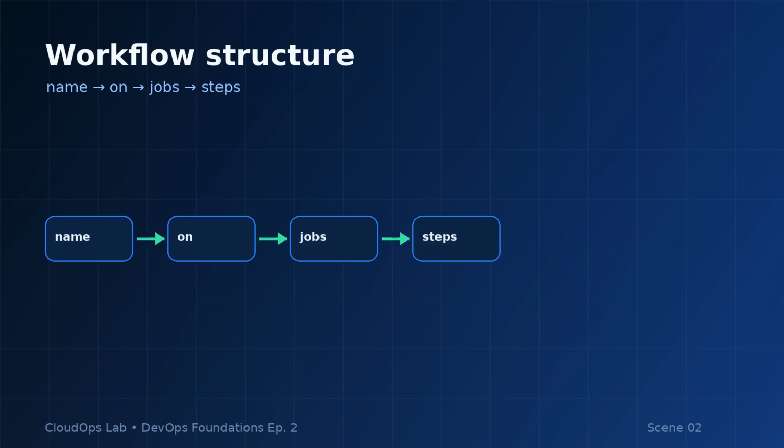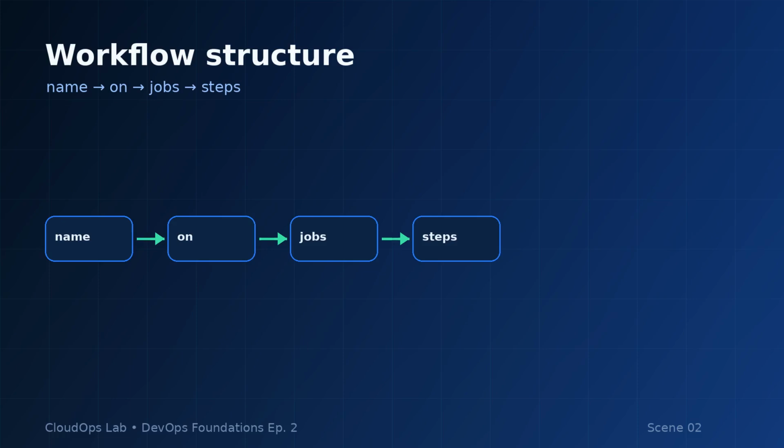First, what is the workflow called? Second, when should it run? Third, what jobs should it perform? Fourth, what steps happen inside each job? Let us start with the workflow name. At the top of the file, you might write name: "CI pipeline." This is the label you see in the GitHub Actions tab. It does not run anything by itself, but it helps humans understand what the workflow is for.